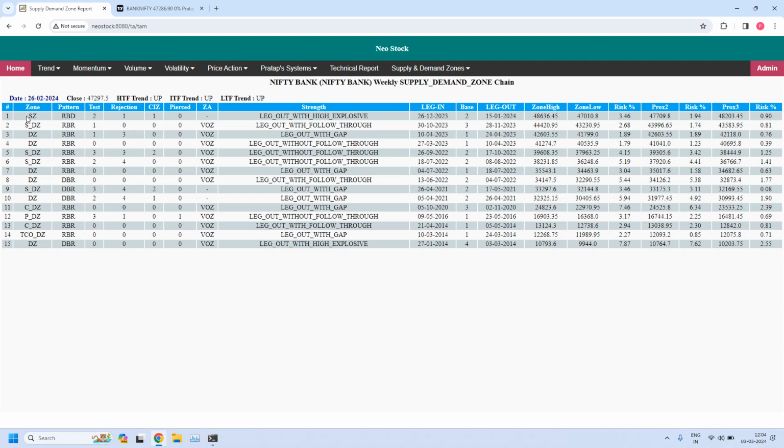Okay, here we have only one supply zone available. And after that we have a demand zone. This is a high liquidity demand zone. The immediate demand zone is a high liquidity demand zone. And we have a supply zone which is already tested twice.